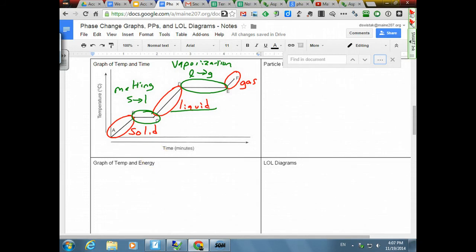Okay, tonight I asked you guys to practice these LOL diagrams, and we kind of lost track of time in some of the classes here. So I just want to kind of run through those.